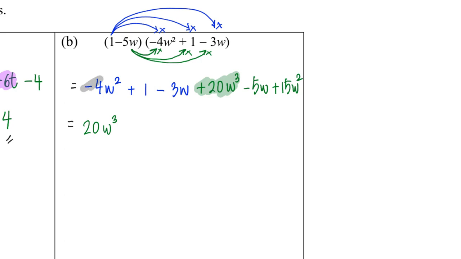I see for the w squared, I see a negative 4w squared plus 15w squared. This will give me positive 11w squared. And I also see a negative 3w and negative 5w. This will give me negative 8w. And last will be my positive 1. And we are done with this example.